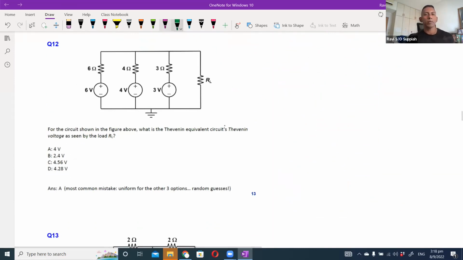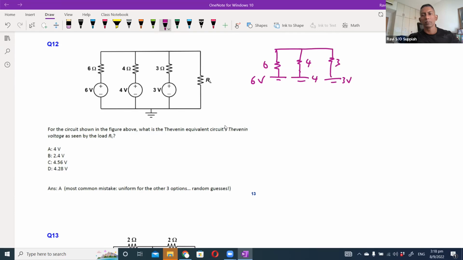Okay, question 12. Find the Thevenin's equivalent circuit as seen by load RL. Basically what they want you to find is this VT. When I remove RL, it is no longer in the circuit. So if you just redraw it, this is basically your VT.